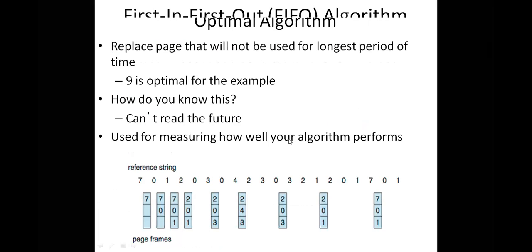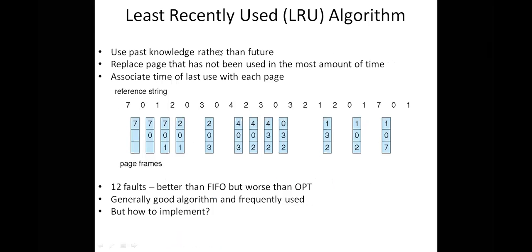So what is the problem with the optimal page replacement algorithm? We need to know the future reference. That is the problem in the optimal algorithm. So what is least recently used? For example, go to this location. Go to this location directly.